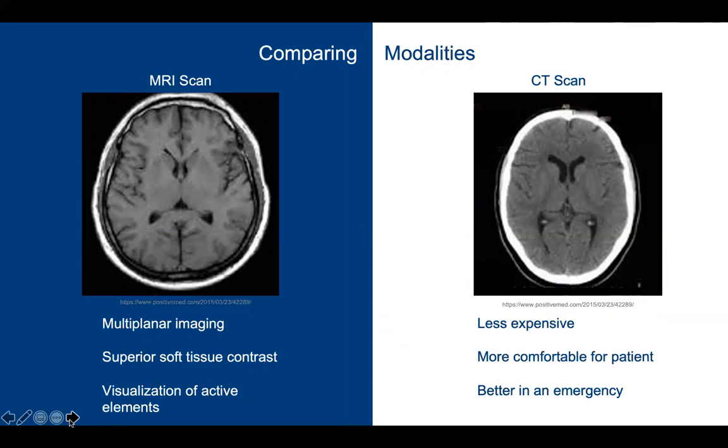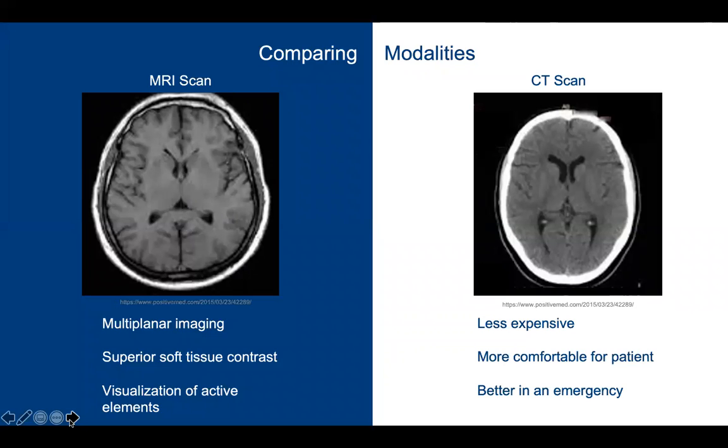MRIs are most commonly compared to CT scans because of their similar applications. MRI's advantages include the ability to acquire images in multiple planes, axial, sagittal, coronal, and oblique without repositioning the patient. It also includes having superior soft tissue contrast as compared to CT scans and plain radiographs, making it the ideal examination of the brain, spine, joints, and other soft tissue body parts.